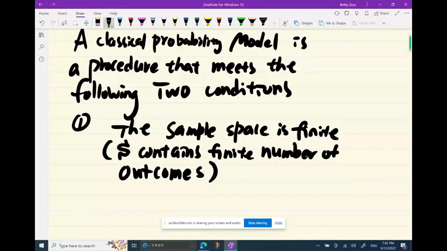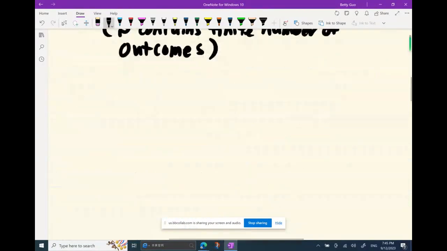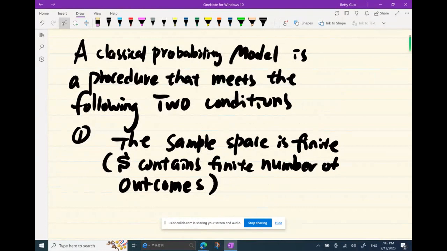So earlier, toss a coin, we have 2 outcomes, right? So 2 is a finite number. And rolling a die, the sample space has 6 outcomes: 1, 2, 3, 4, 5, 6. 6 is finite. If a sample space has a million outcomes, a large number, but as long as it is finite, as long as it's not infinite, it satisfies the first condition. Sample space is finite means the sample space only contains a finite number of outcomes.